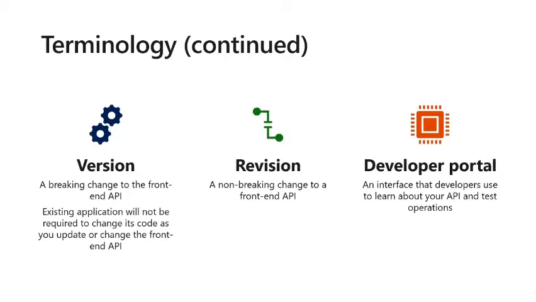Version. Sometimes you want to publish a new, different API feature to some users while others want to remain with the API that currently works for them. So you can keep the existing version, but you also want the other users to test the new features. So you want to have two different versions of your API. With a breaking change to the front-end API, the existing application will not be required to change its code as you update the front-end API.